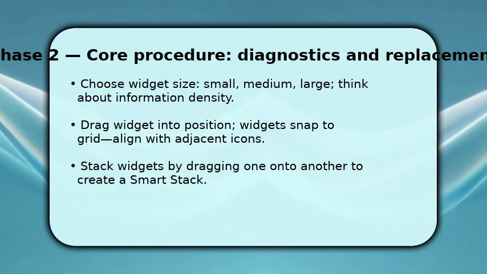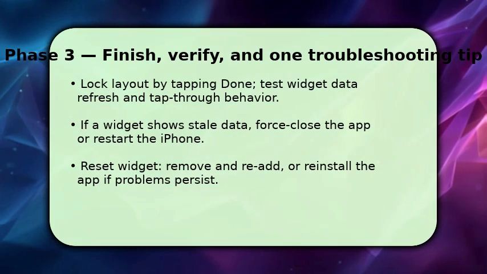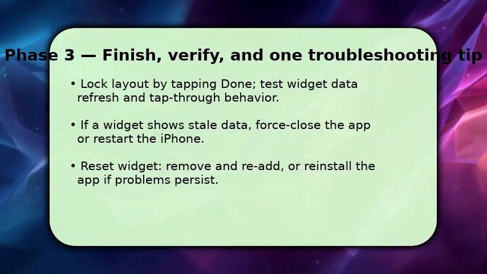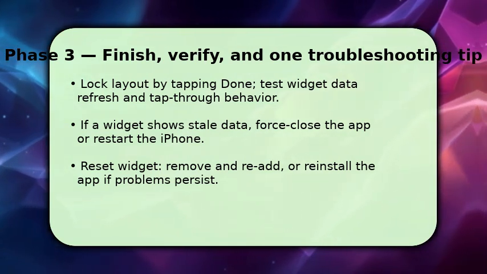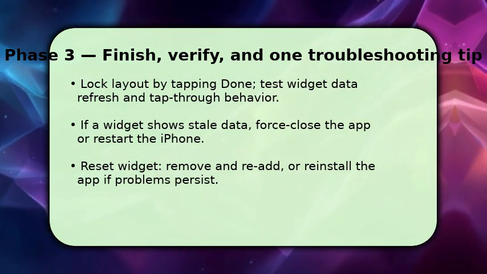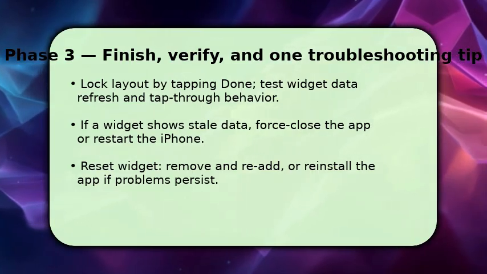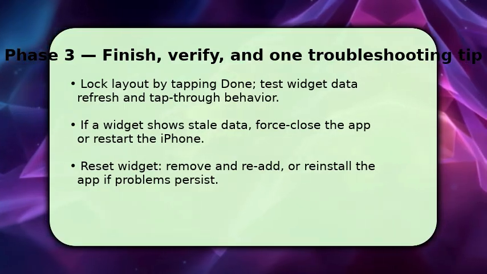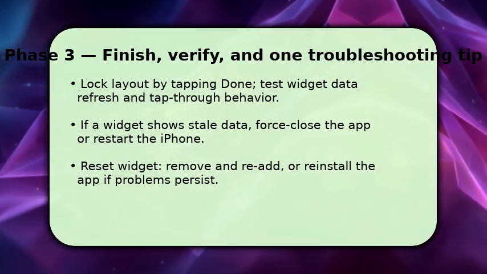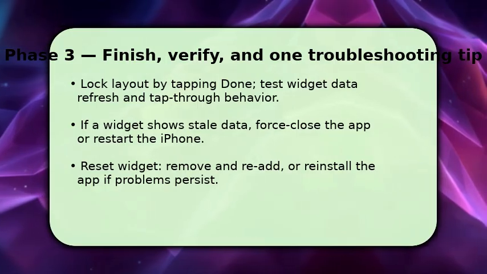You finish by tapping Done to lock the layout, then test that widgets update and open the correct app when tapped. If a widget shows stale content, force close its app or restart your iPhone to clear a temporary glitch. When that fails, remove the widget and add it again.